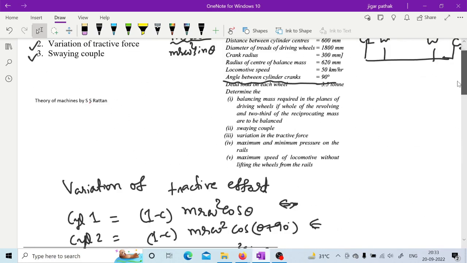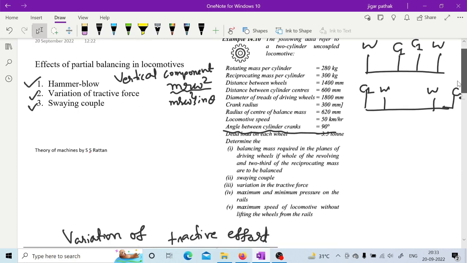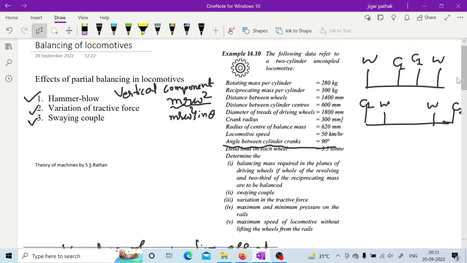Okay, sir. Sir, in the case of swaying couple, the orientation of the engine is perpendicular or vertical? Whatever we are discussing is, I guess, horizontal only, in line with the tracks. Yes.